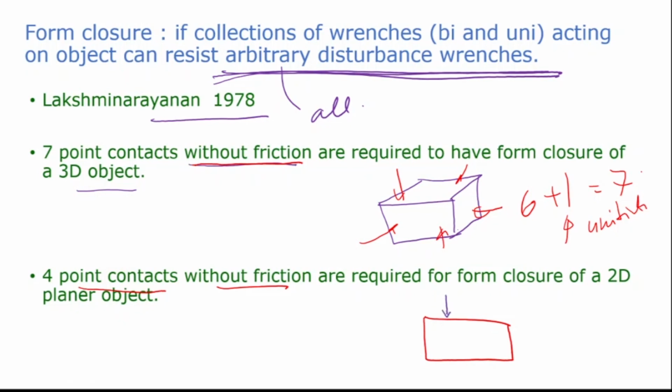That means I can put 2 here, and I can put 2 here. Now this is completely constrained. It will not get destabilized anyway, due to any disturbance also. So it can reject any arbitrary disturbance. And this is what we call form closure.